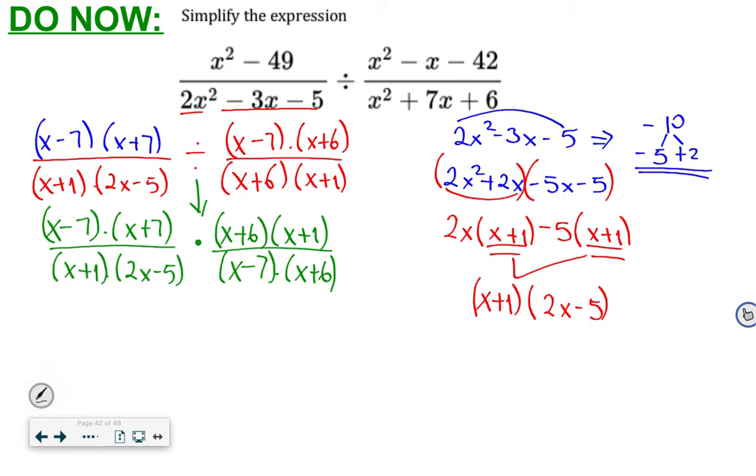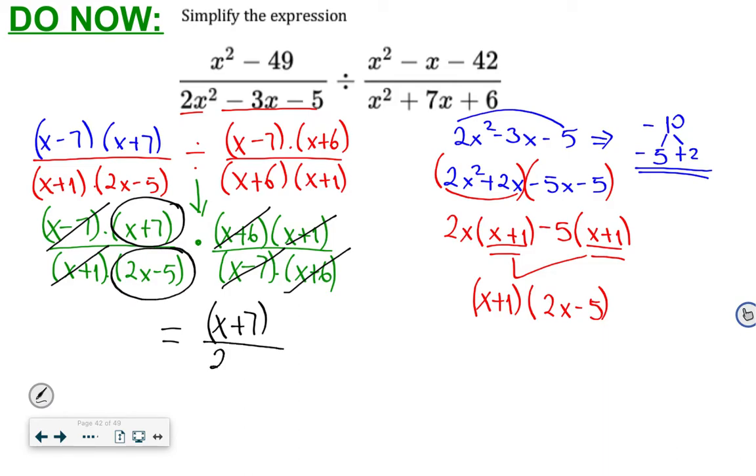Now we can simplify the expression, the common factors. x plus 6 over x plus 6 is equal to 1. x minus 7 will be simplified. x plus 1 will be simplified. When you multiply numerator times numerator, you will get x plus 7 because only x plus 7 is left in the numerator, and in the denominator there is only one expression left, 2x minus 5. So this is the simplest form of this expression.